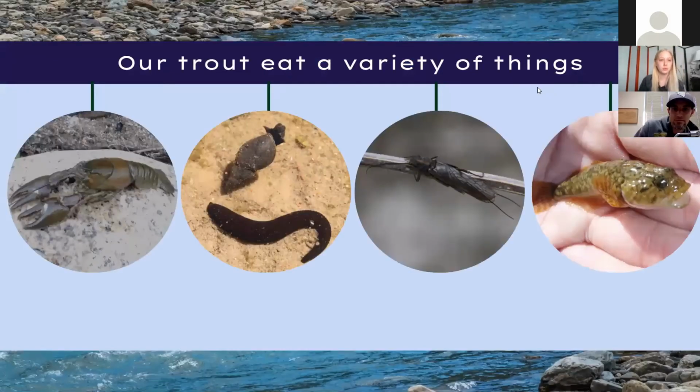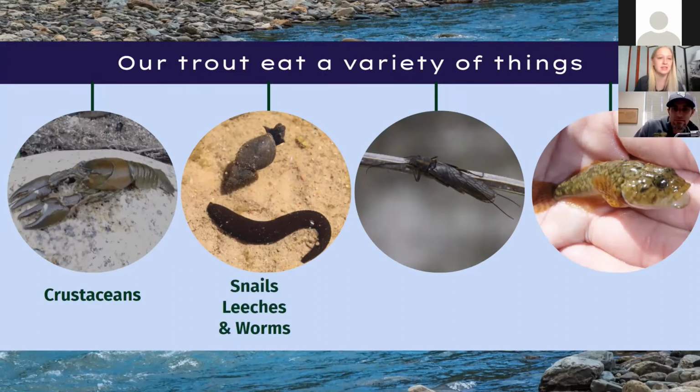So our trout are going to be more our secondary consumers. They're kind of in the middle. Our trout eat a variety of things. They like to eat crustaceans. They'll eat snails, leeches, and worms. They love to eat insects, and they also love to eat other fish.